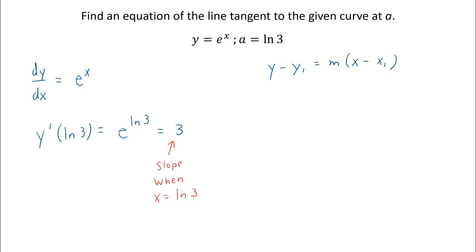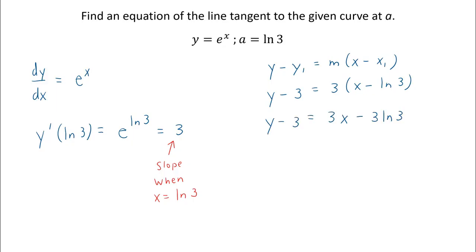When we substitute ln of 3 into the original function e to the x, we get e raised to the ln of 3, which we just proved over here on the left is 3. So the y-coordinate is 3. So that gives us y minus 3 equals 3 times the difference x minus ln of 3.